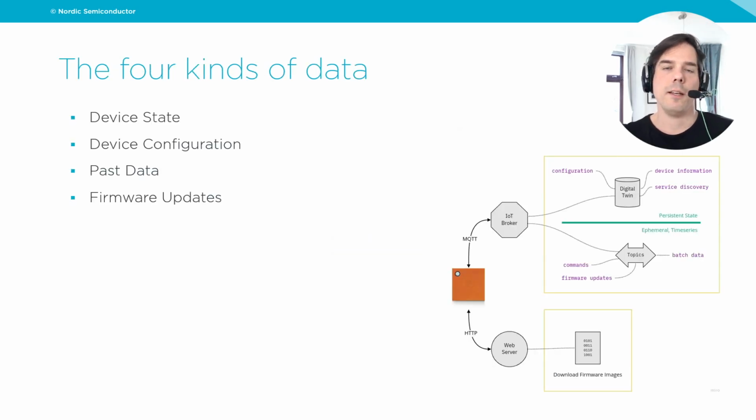The four kinds of data we need to actually consider, and I already mentioned them, are one, the device state, second, configuration, third is historical data or past data, and fourth, firmware updates. They have distinct characteristics and it makes sense to look at them individually.